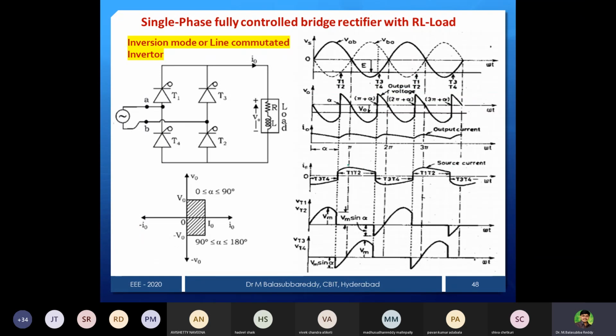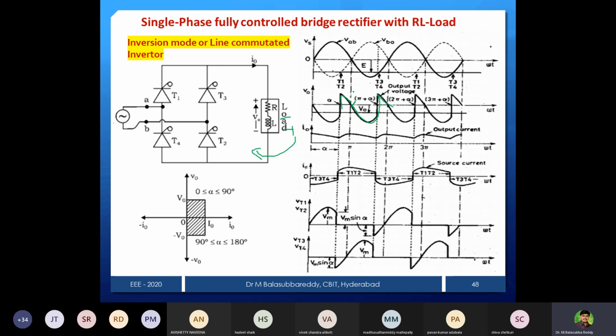Once you provide the firing pulses, it starts with alpha and starts conducting. Then it reaches pi. At pi the device will not turn off because of the inductor. It continues to conduct in the same loop. That's why we are getting the same as the source voltage. How long? Because it is continuous conduction, it goes up to pi plus alpha. Therefore, at pi plus alpha, T3, T4 is going to conduct.